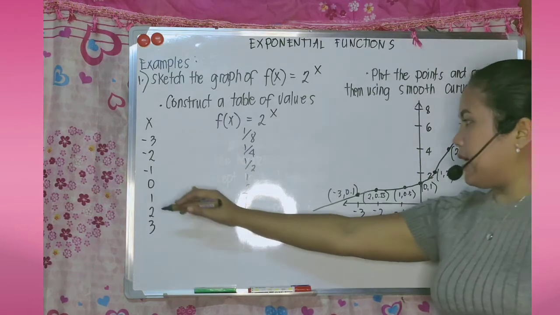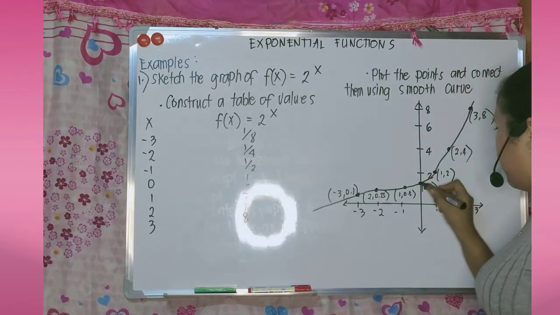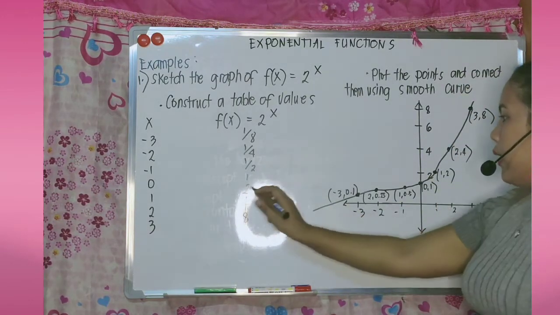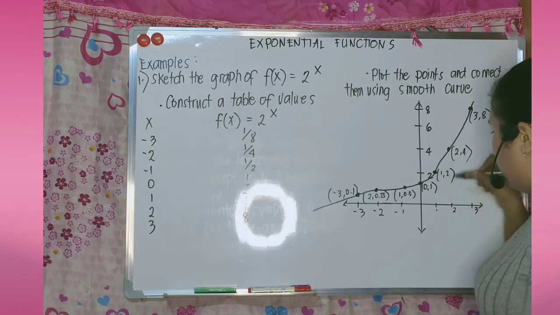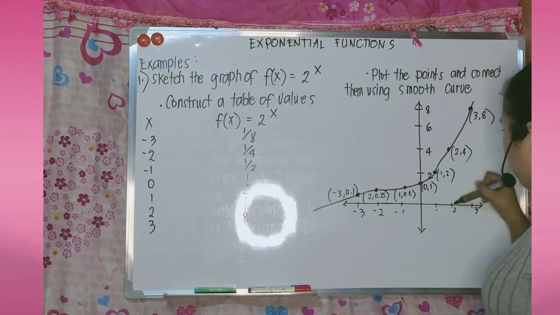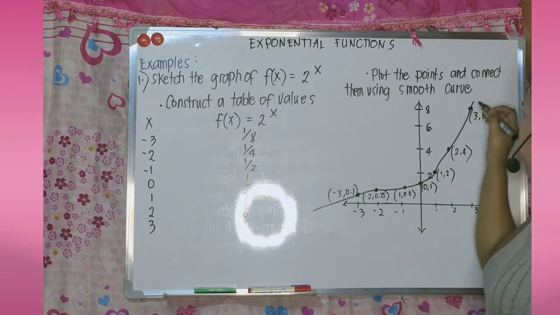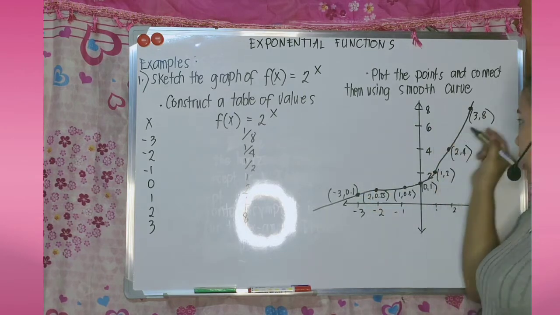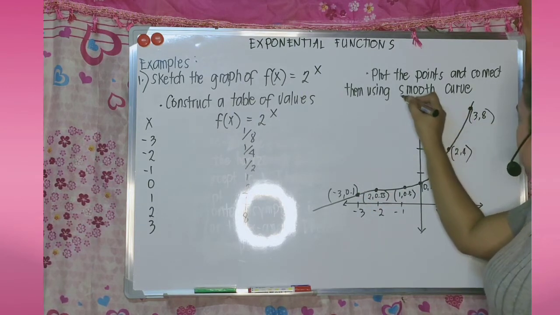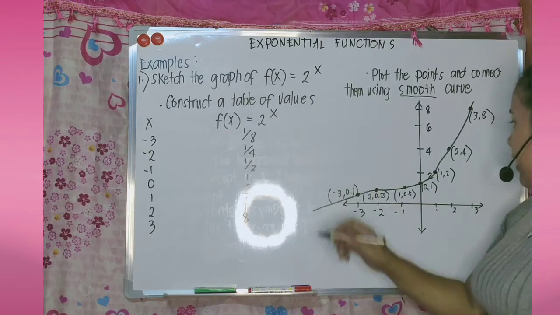Then, sa 0, 1. So, dito siya. And 1, 2. Then, 2, 4. Dito yung 2, then dito sa taas yung 4, then last 3, 8. So, dito yung 3, then dito yung 8. Then, after po ma-plot yung points, i-connect lang natin siya. So, sabi dito is smooth, so medyo i-curve natin siya ng konti. Okay po.